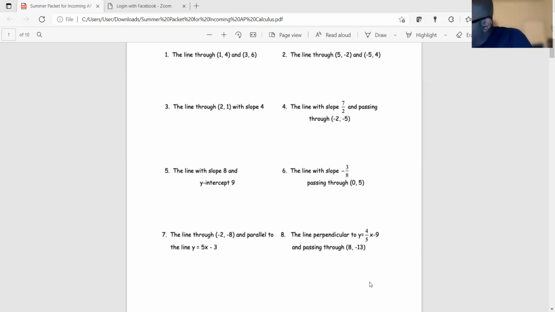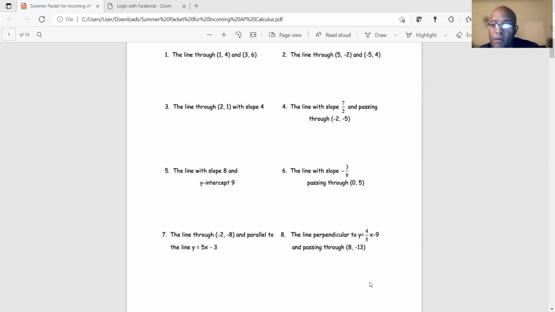So -13 comes down. Let's multiply. What's -5 times 8? That's -40. -40 divided by 4 is -10 plus b. I need to isolate the b. So I'm going to do the opposite and add the 10. So that gives me -3 for b. So my slope-intercept form is going to be y equals -5/4 x minus 3. That is my slope-intercept form right there.